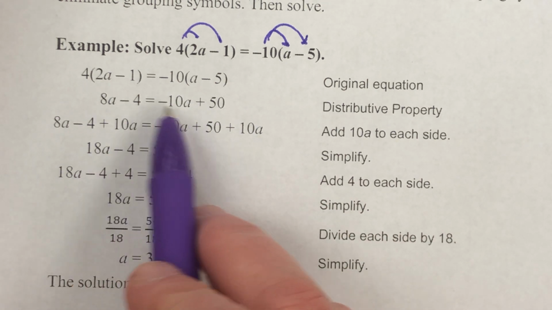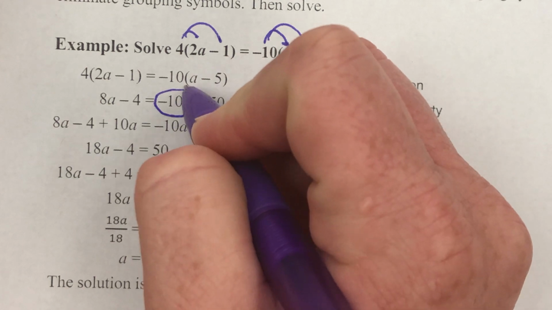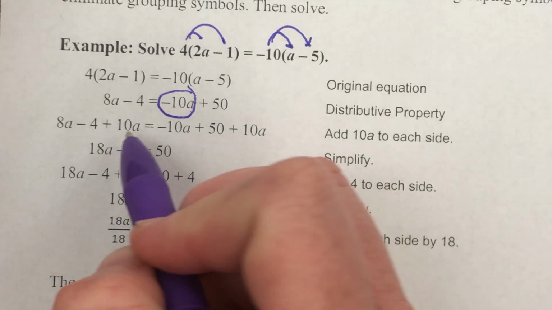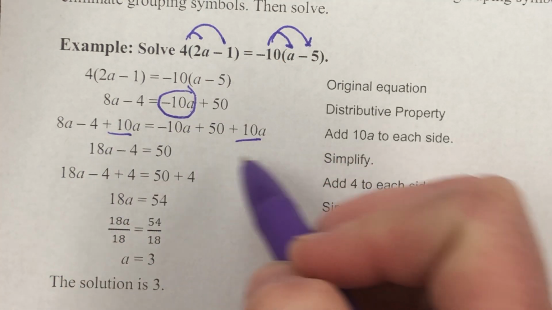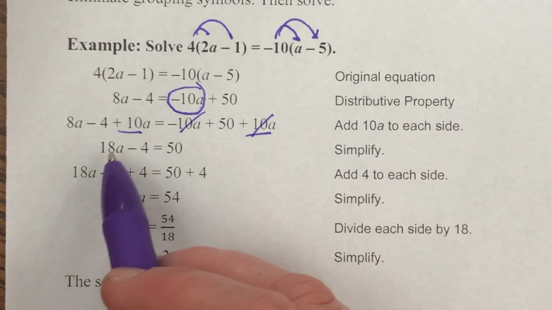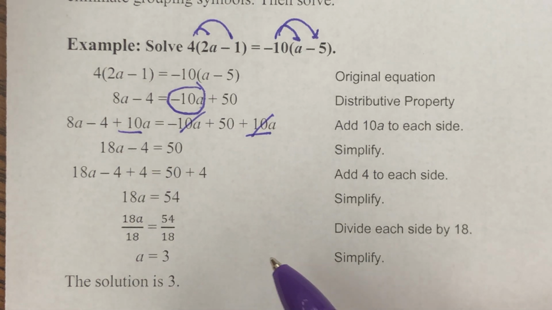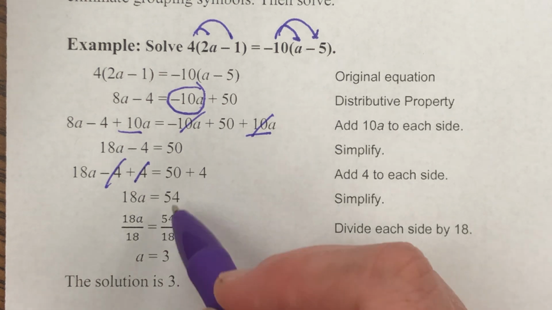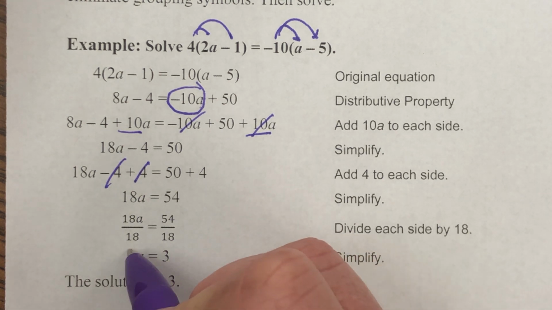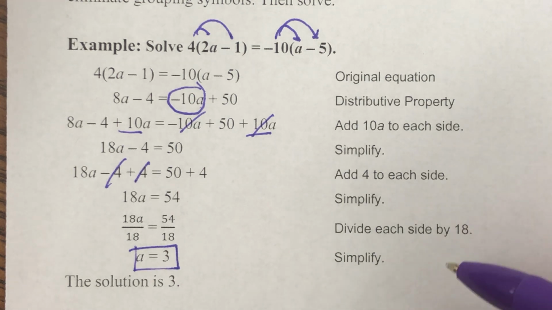Now we've got a's on both sides, so we have to get rid of our smallest a, which is negative 10a. So they added 10 on both sides of our equal sign, and these 10s cancel each other out. So we get 18a minus 4 equals 50. Add 4 on both sides of our equal sign, so these cancel. 18a equals 54, and once we divide both sides by 18, we get a equals 3. And it gives you the steps right here.